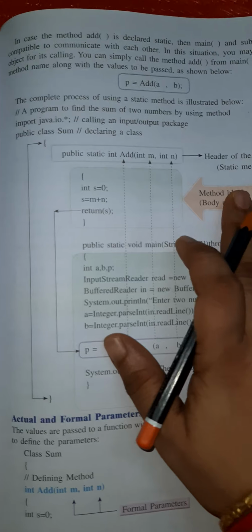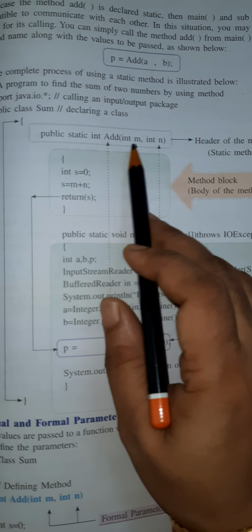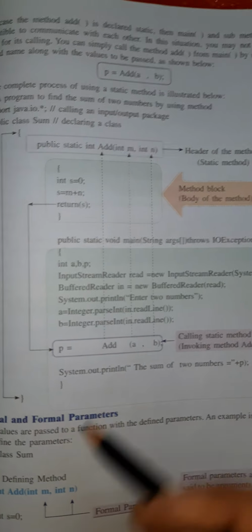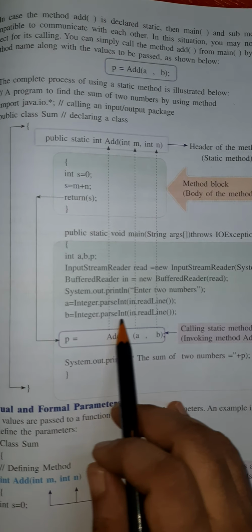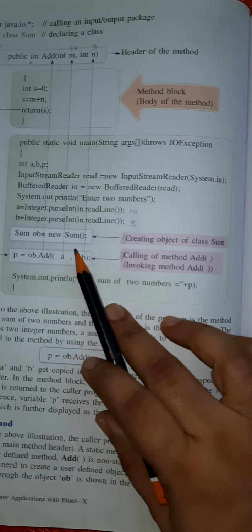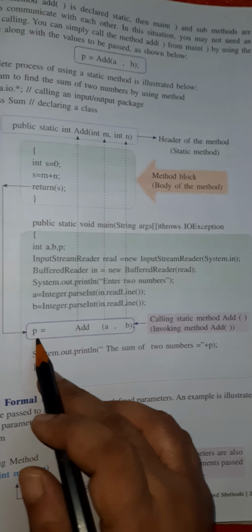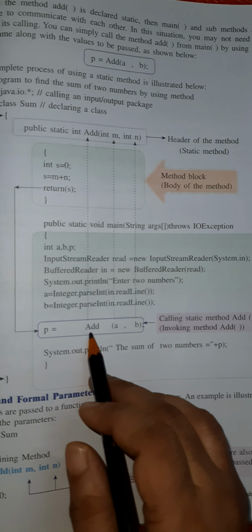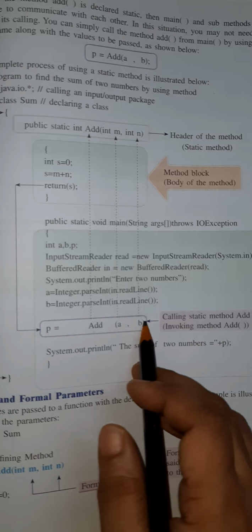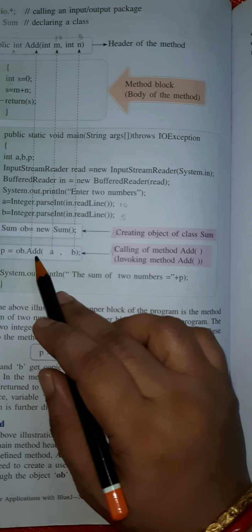Here you can see an example, the same program, where we have written public static int add. But here you see we have not made the class object, which we made here: Sum ob equal to new Sum. That is not written here, we just wrote the class name and gave the argument. But here we first made the object, then object dot add and the arguments.